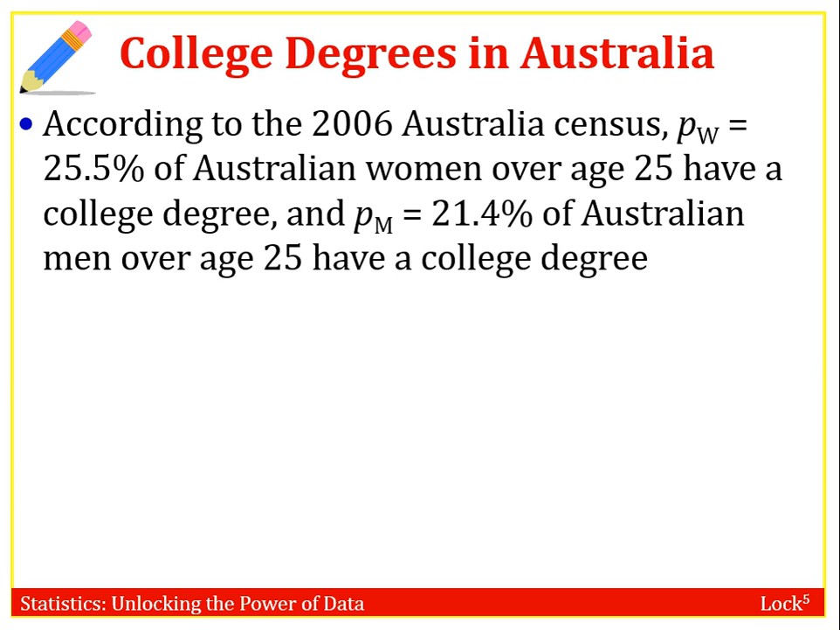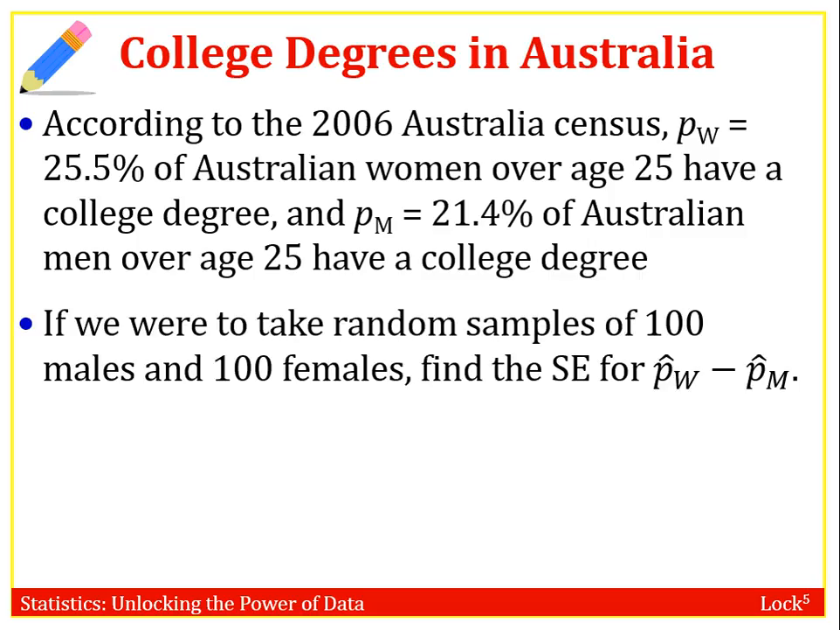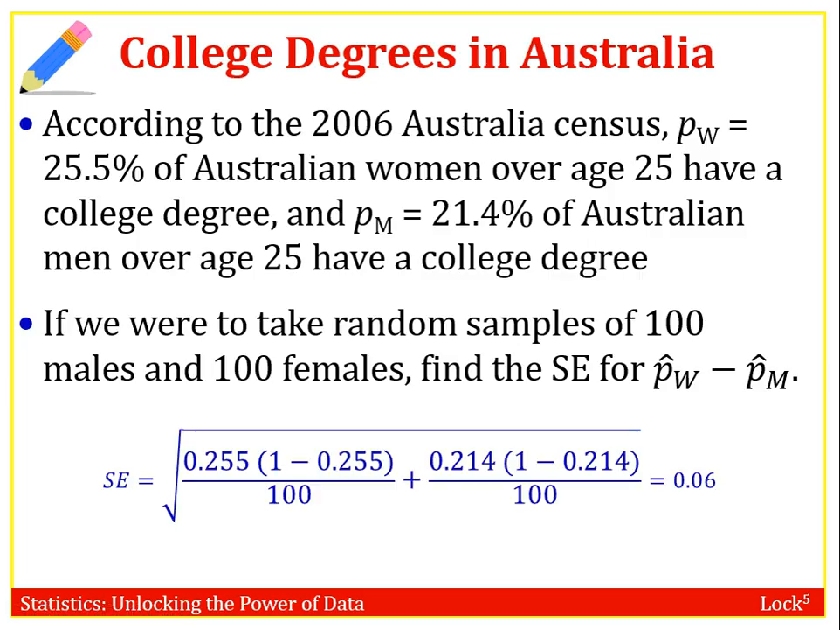So, consider this situation. If we take a random sample of 100 males and 100 females, what will be the standard error of the difference in our proportions? Go ahead and try to calculate that. So we're going to take our proportion of women times 1 minus our proportion of women over the sample size of women, plus the proportion of males times 1 minus the proportion of males over the sample size of males, all inside of our square root. And we get approximately 0.06 for our standard error.